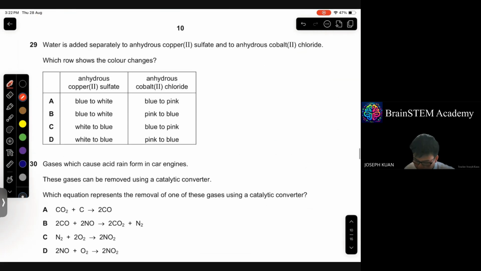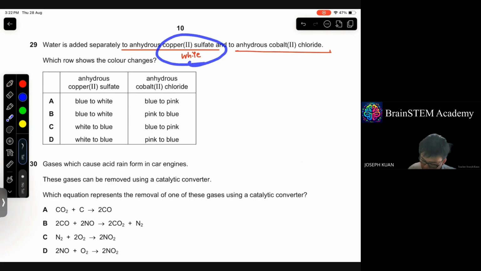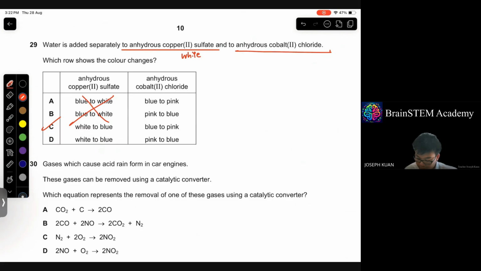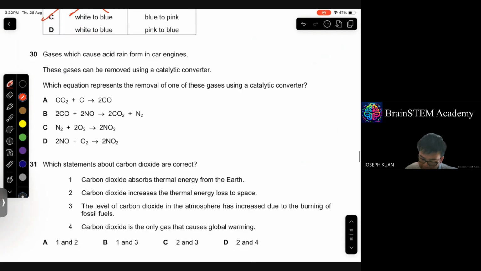29. Water is added separately to anhydrous copper(II) sulfate and anhydrous cobalt(II) chloride. Which row shows the color changes? Well, this is a straightforward question. This chemical is originally white. When there's water, it turns blue. For our anhydrous cobalt(II) chloride, originally it is blue, but then it turns pink. That's all. Straightforward question.